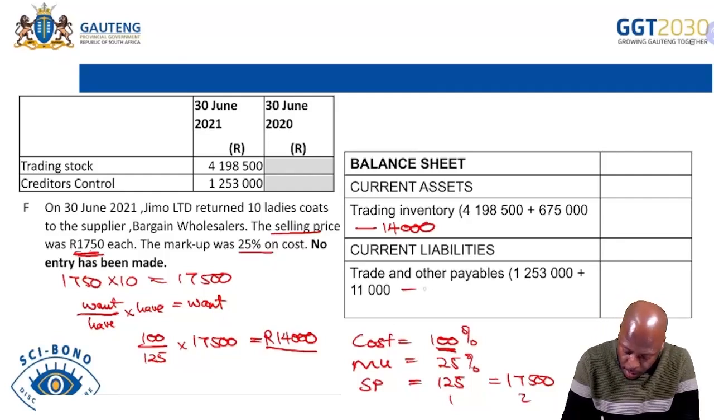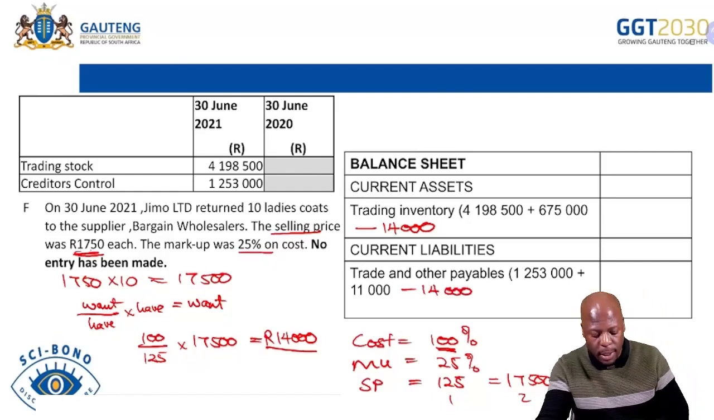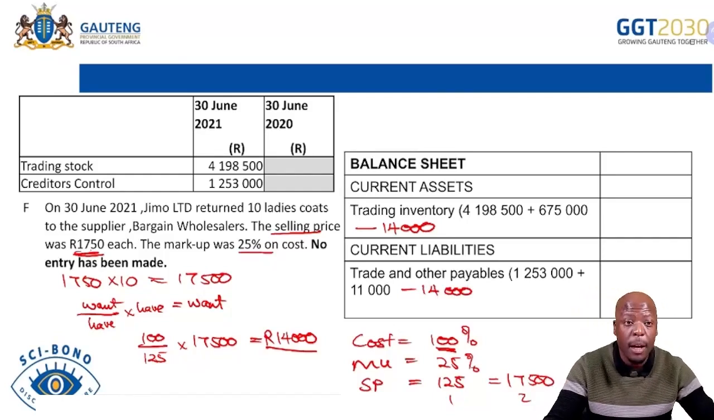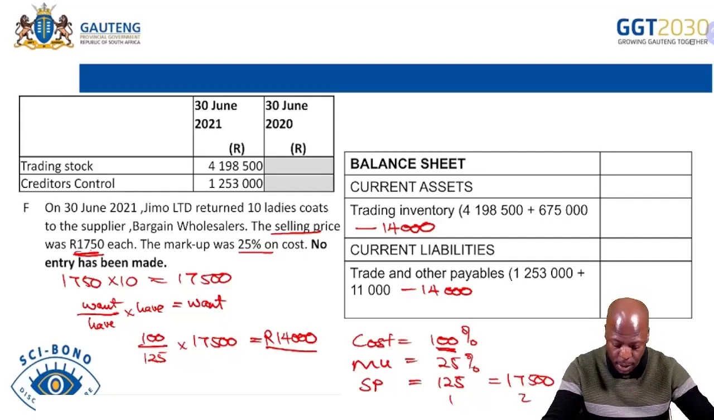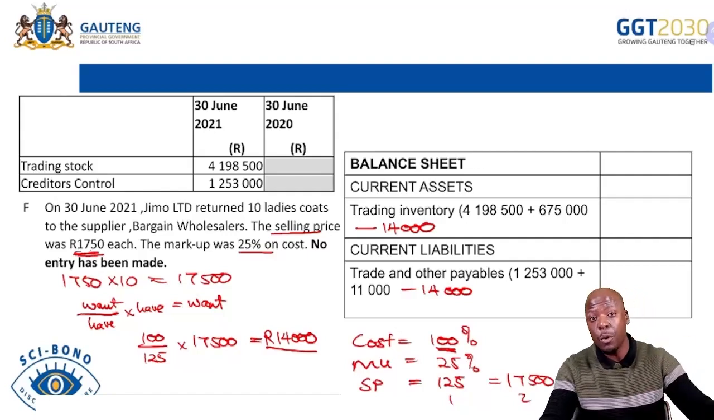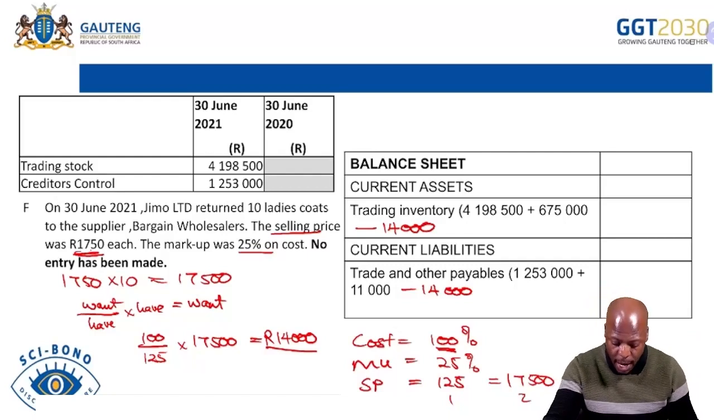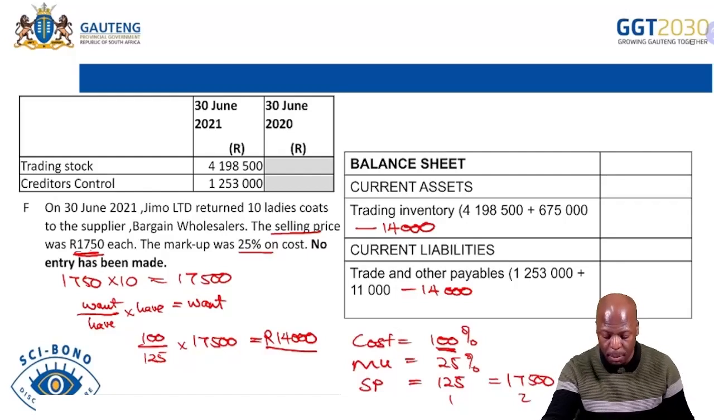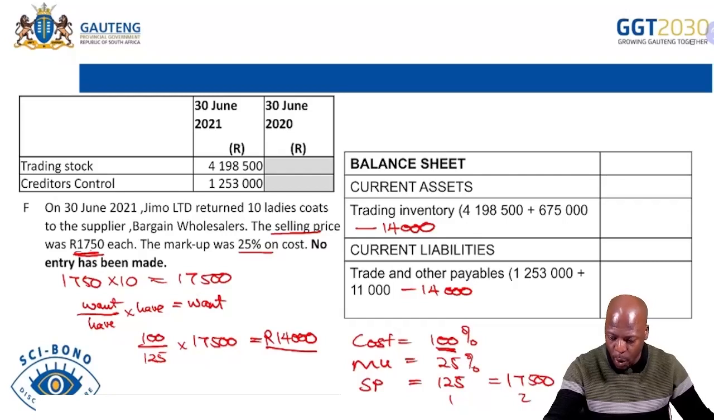Then we're going to say minus 14,000. Okay, so we are decreasing our creditors at the same time, minus 14,000. Okay, please take note. Inventory, we have returned the goods, we subtract 14,000, and we have returned the goods to the supplier. That means our creditors have decreased. So we go to trade and other payables, then we say minus 14,000 as well.